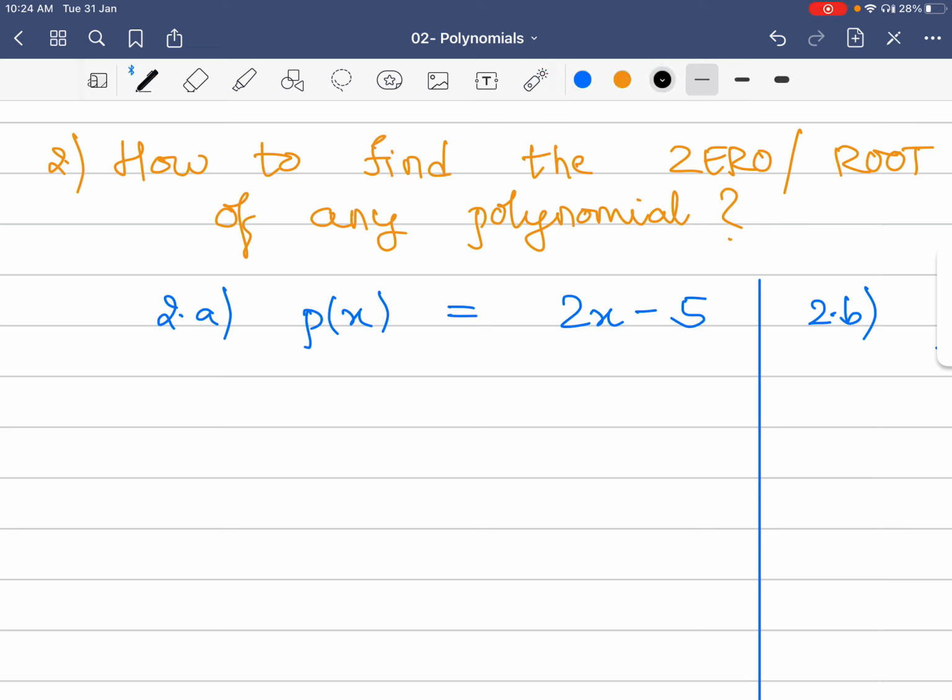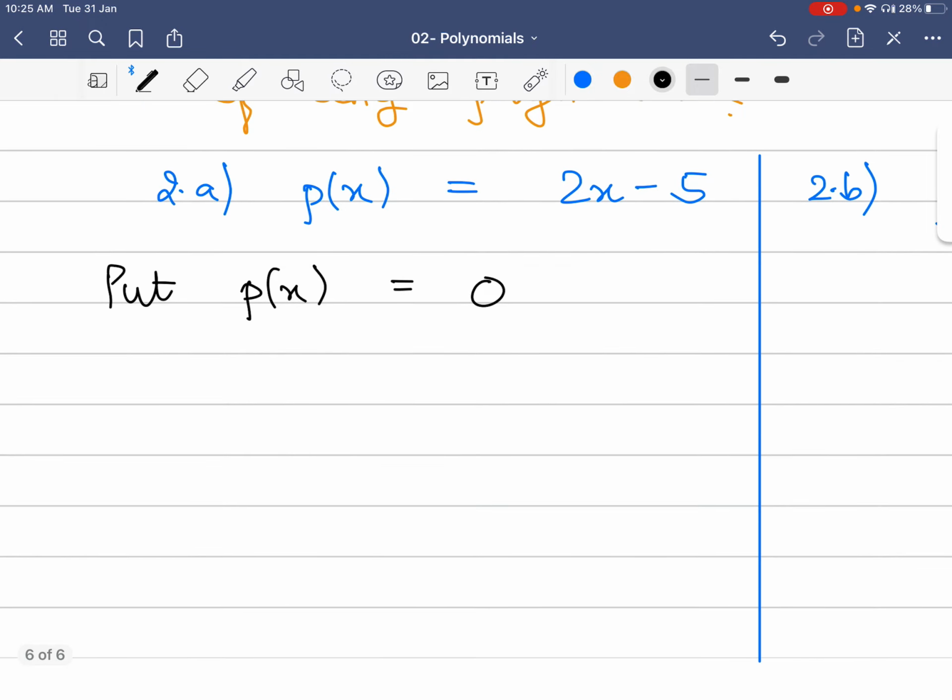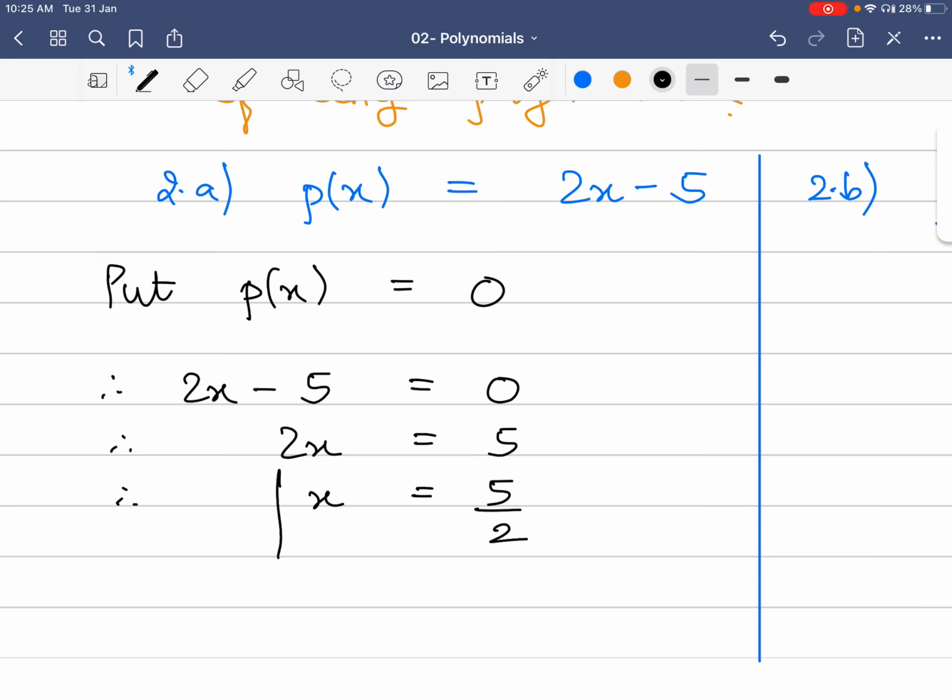The way to do it is quite simple. We just put P of x equal to 0. So the equation will be, therefore, 2x minus 5 is equal to 0. Okay, and therefore 2x will be equal to 5, and therefore x will be equal to 5 by 2. So x equal to 5 by 2 is the root of the polynomial or the zero of the polynomial.